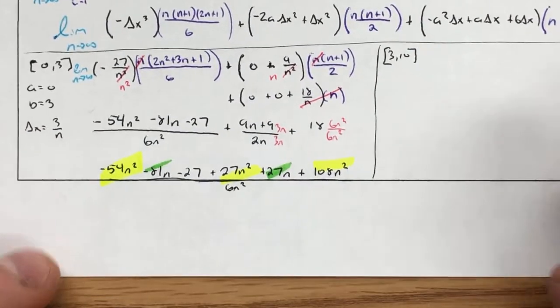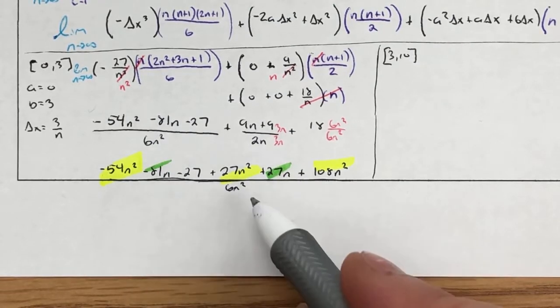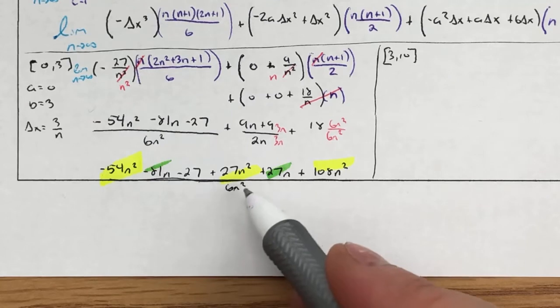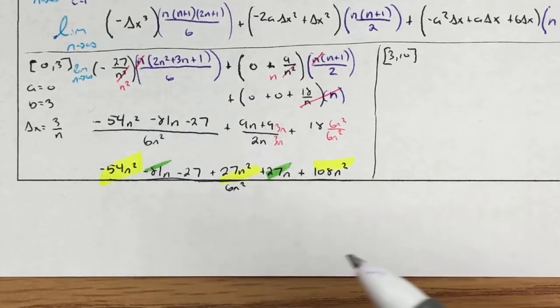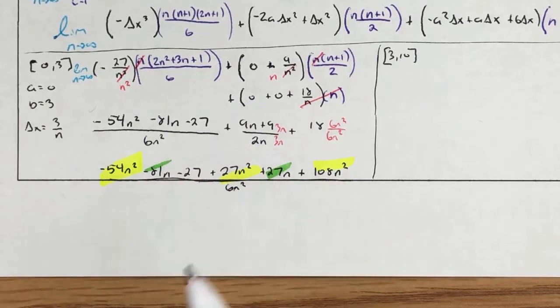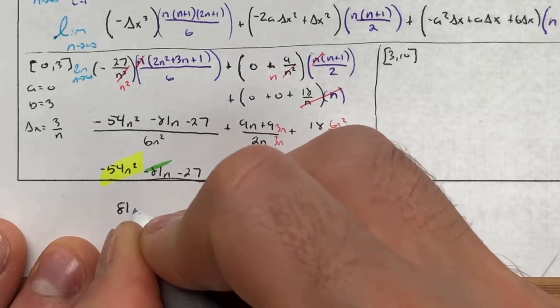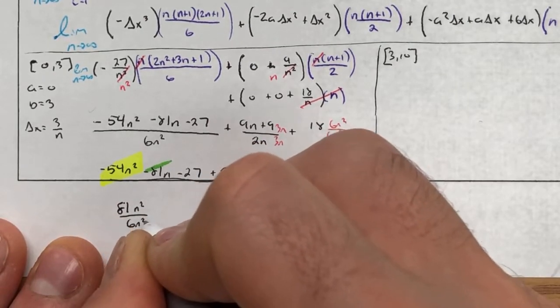We know that at this point the way this plays out is that my n's and my constants are going to have the n squared on bottom. So mostly what I'm paying attention to is my n squared here, because that's the important part. So I have 27 plus 108 minus 54, and I'm left with 81 n squared over 6n squared.